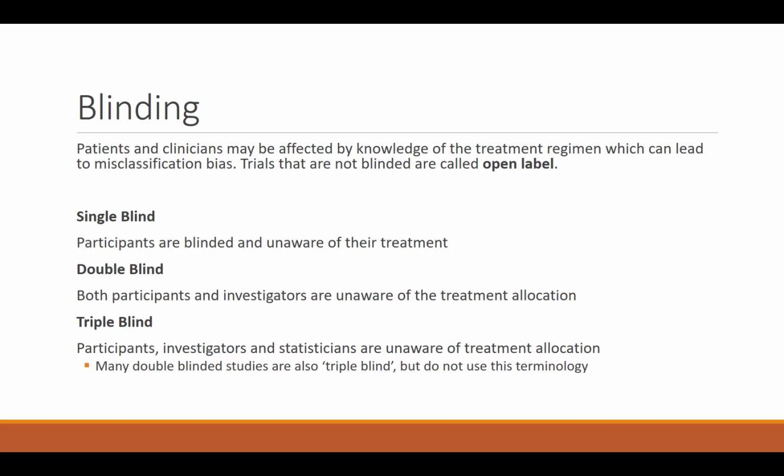Single blind trials mean that the participants are blinded and unaware of their treatment, but the investigators know who's on which treatment. Double-blind studies are more ideal because neither participants nor investigators are aware of the treatment allocation. And triple-blind studies technically means that the participants, investigators, and statisticians are unaware of treatment allocation, which is typically the gold standard. However, many studies which state that they're double-blind are also technically triple-blind, but they usually don't use that terminology. I'm just including it to be thorough.